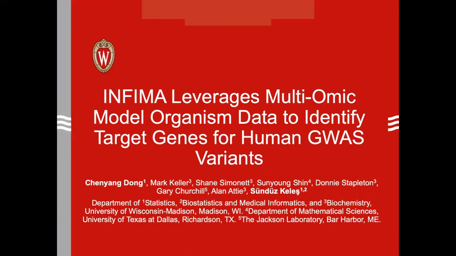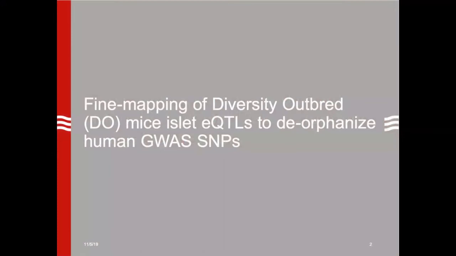Here. The title is INFIMA leverages multi-omic model organism data to identify target genes for human GWAS variants. Our main objective is to do fine mapping of DO mice islet eQTLs in order to deorphanize human GWAS SNPs.